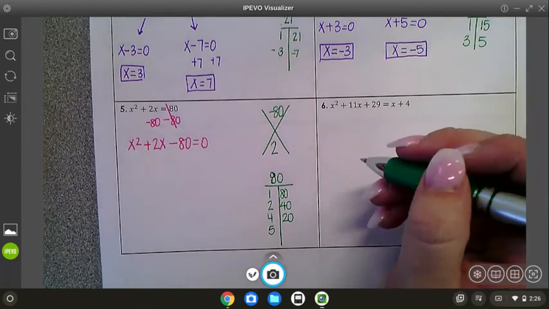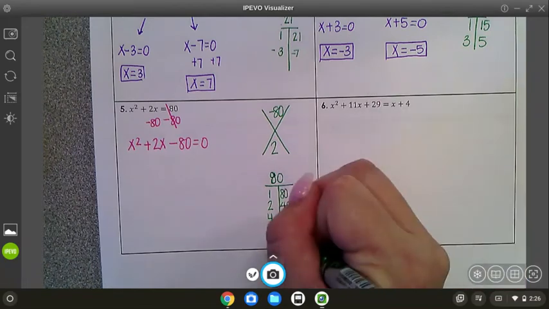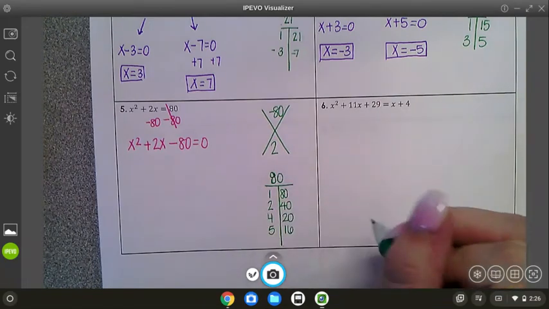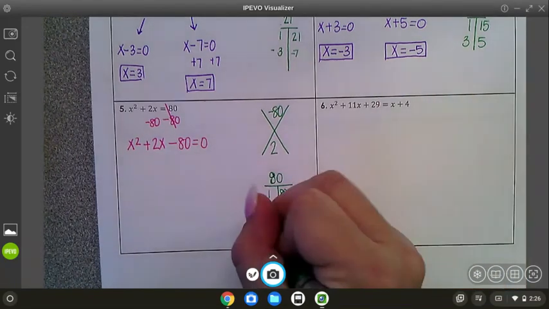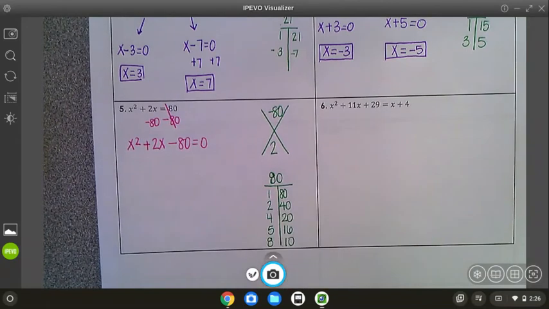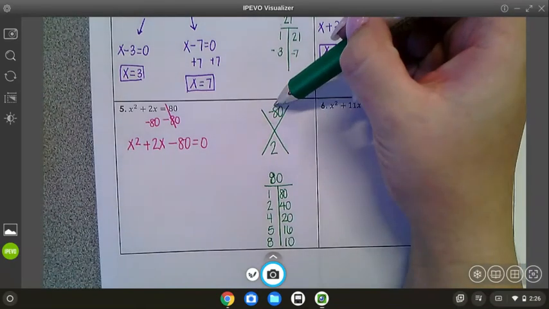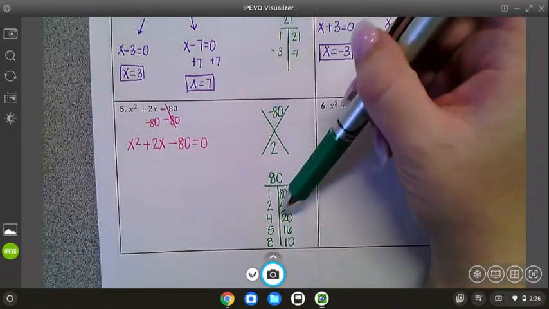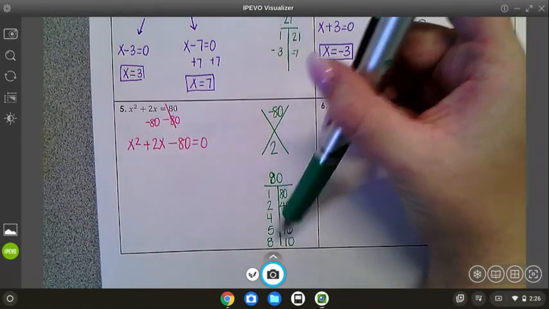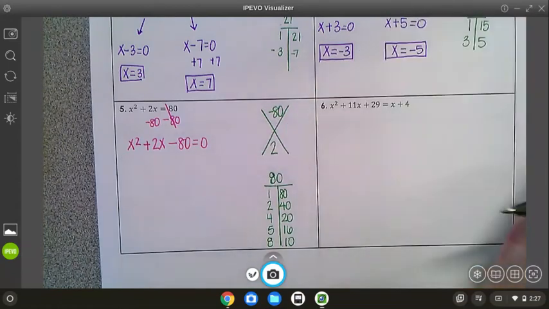So 5 and 16. 6 doesn't go, 7 doesn't go, 8 and 10. So because this is a negative 80, one of the two numbers has to be negative, and when I add those two numbers, I get 2.